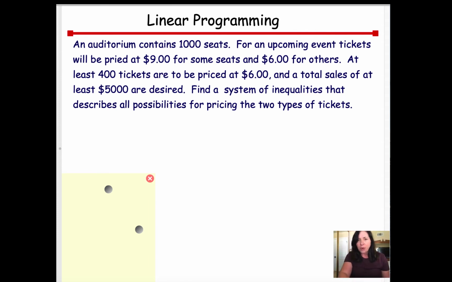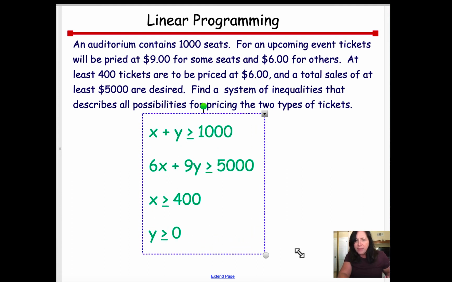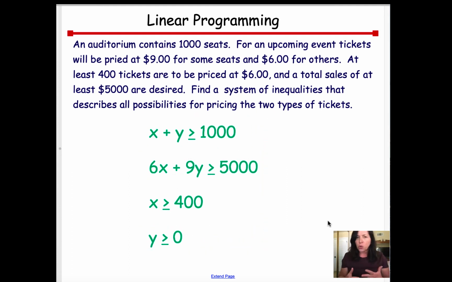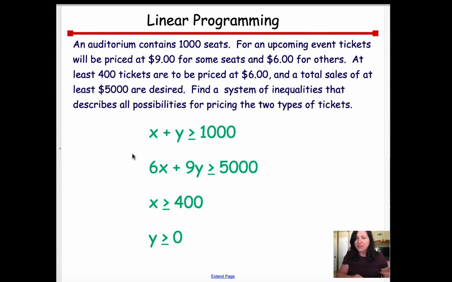Okay, so take a moment, pause the screen, and then I'm guessing that you're back. So I'm going to bring up what I have here and what I did. And so just making sure that you check your work with the linear programming. It says the auditorium contains 1,000 seats, and you've got different tickets. You've got tickets that are priced, let me fix that, priced at $9 for some seats and $6 for the other. But there are two types of seats.